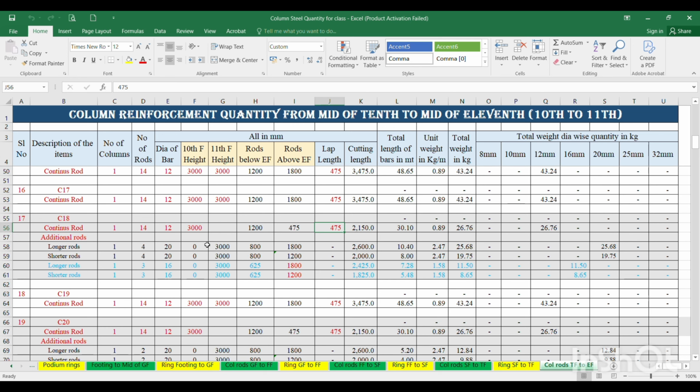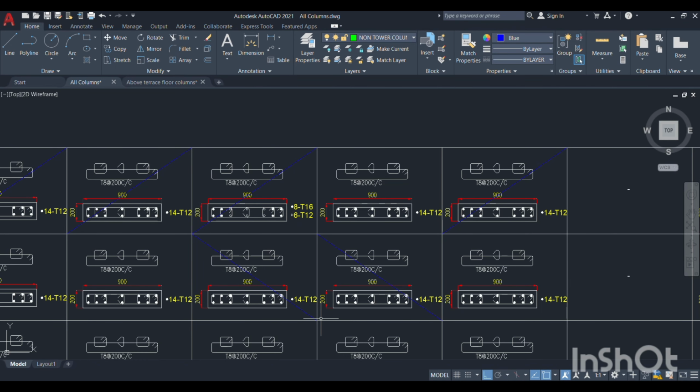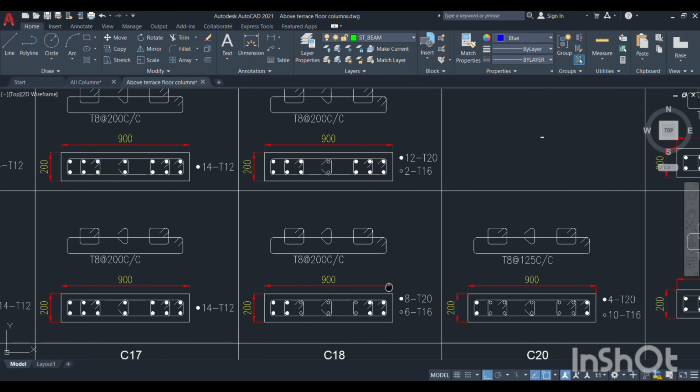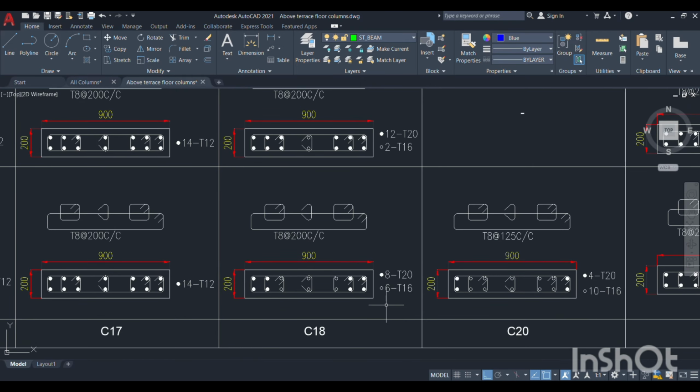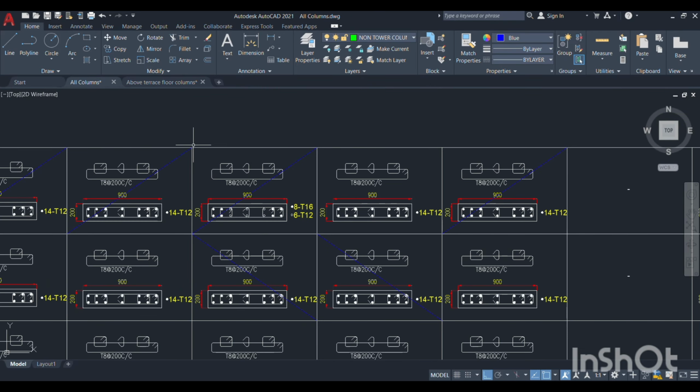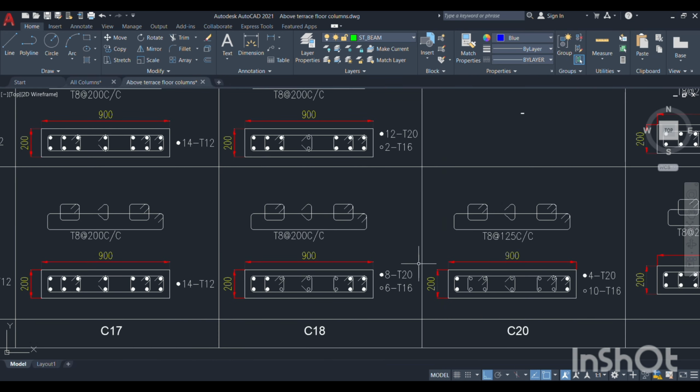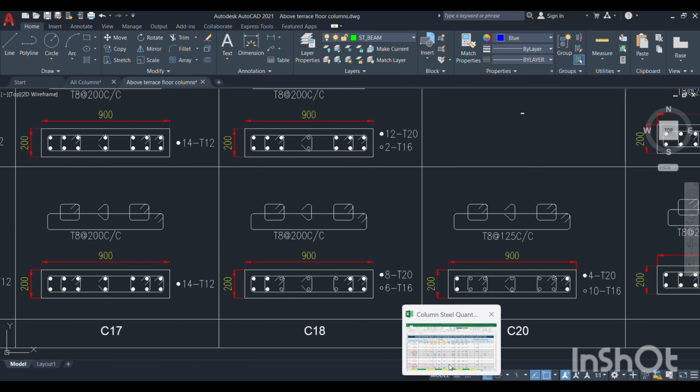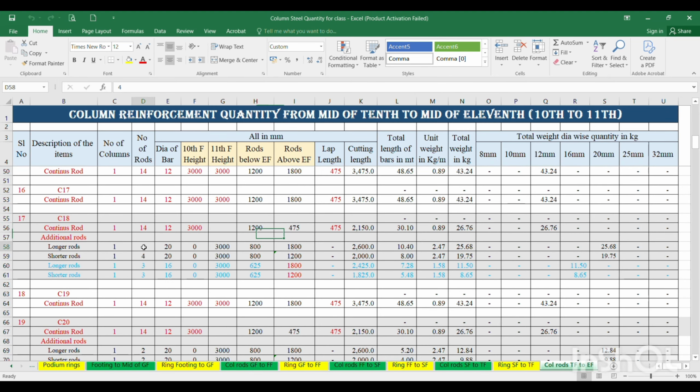So once this column is terminated, we add this 20 mm dia. Because of this 800 mm lap length, we need to add this 20 mm dia before casting the 10th floor column. That's why this rod has to be added. So how many rods are there in total? As per this, you see 8 number of 20 and 6 number of 16 are there.